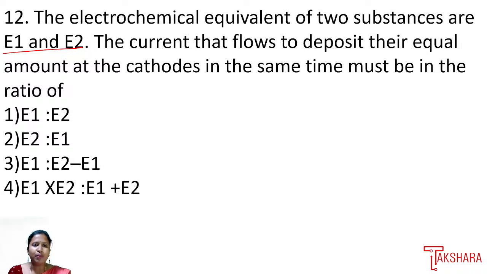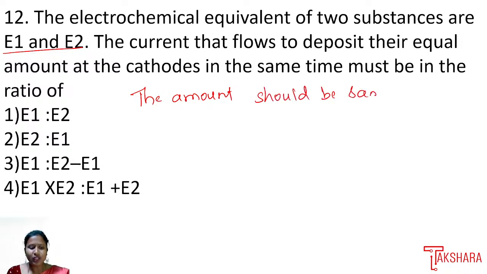Okay, so the amount should be same. So that is E1 into I1 into T1 is equal to E2 into I2 into T2.